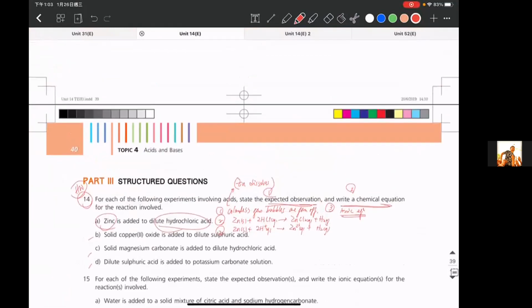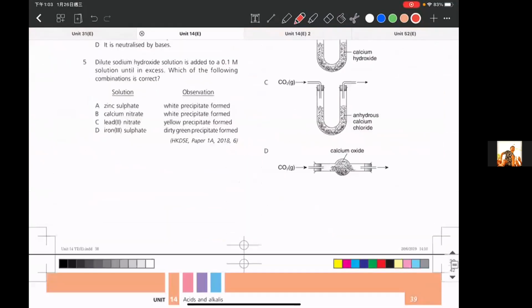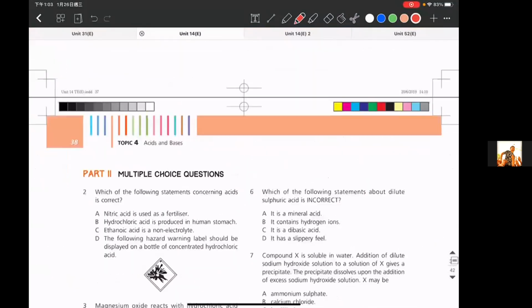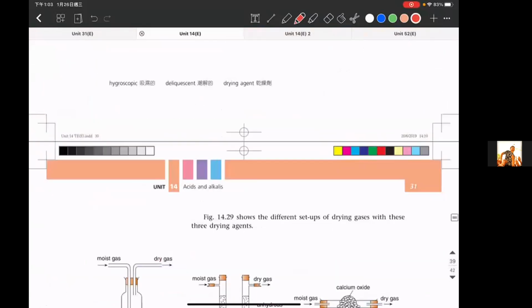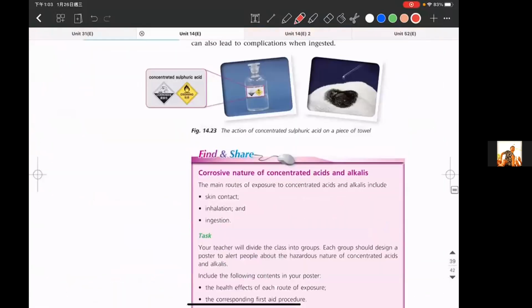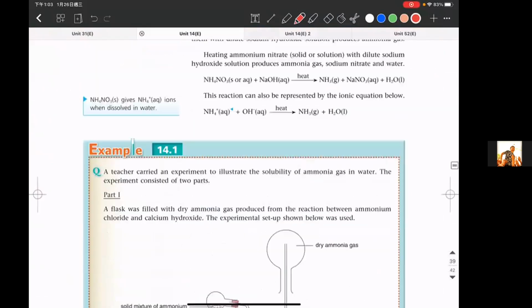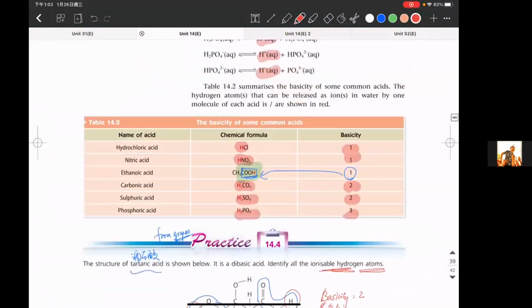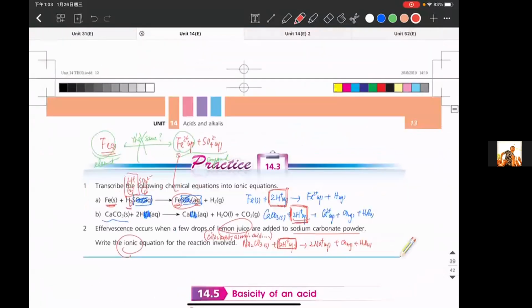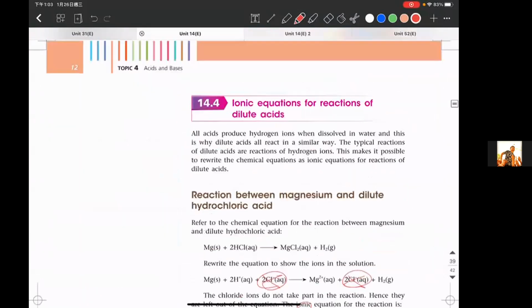Ionization. Anyone who can tell? Anyone who knows the meaning of basicity? Basicity and ionization, right? You just tell. Ionization, what does it mean? Means this, right?